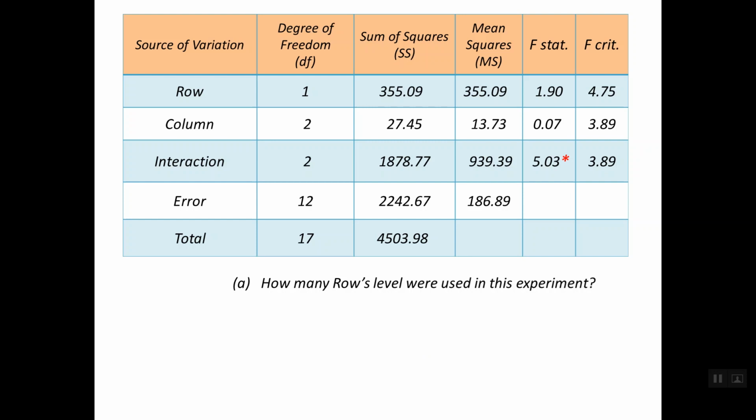Now let's solve together these simple questions. How many rows level were used in this experiment? How many levels for the first factor?